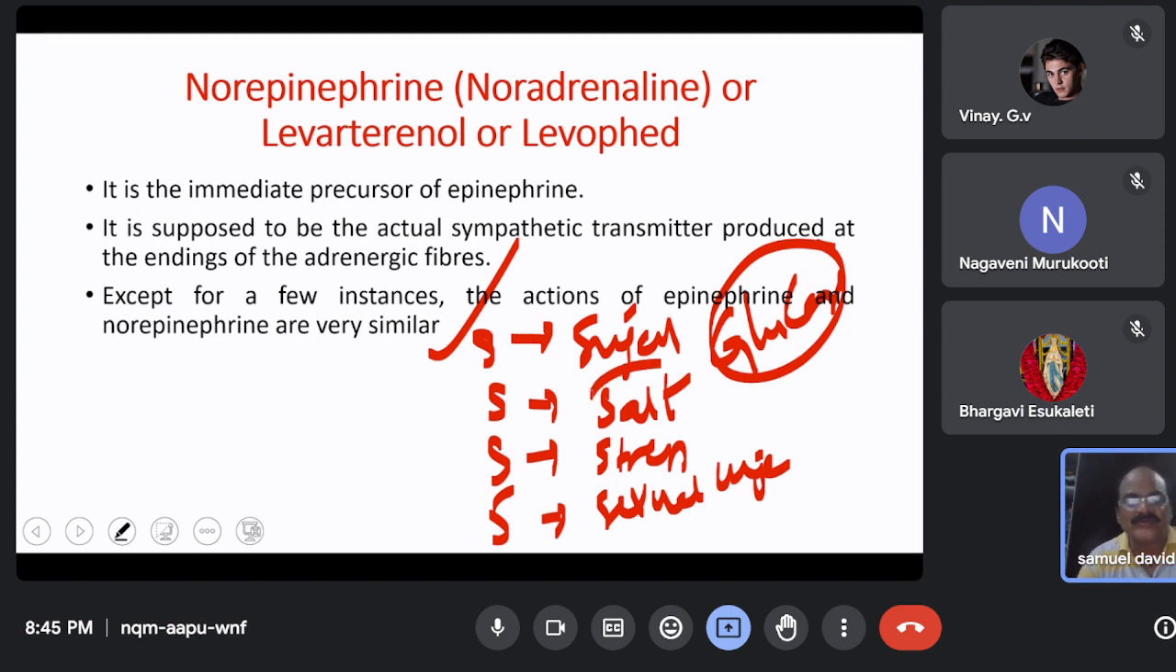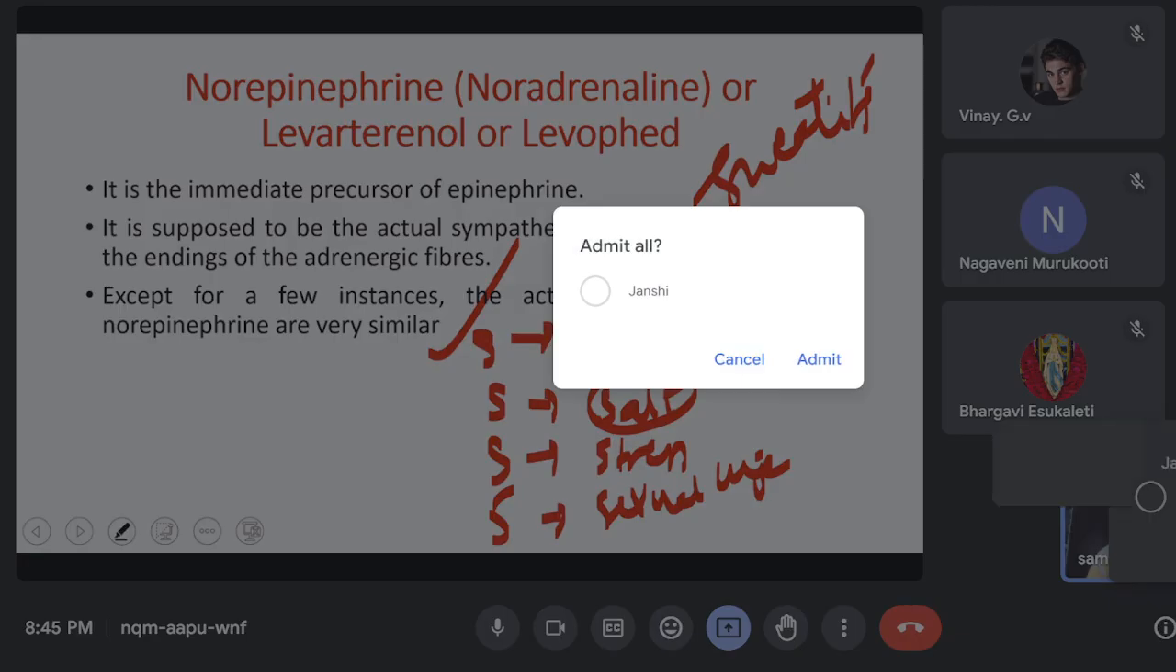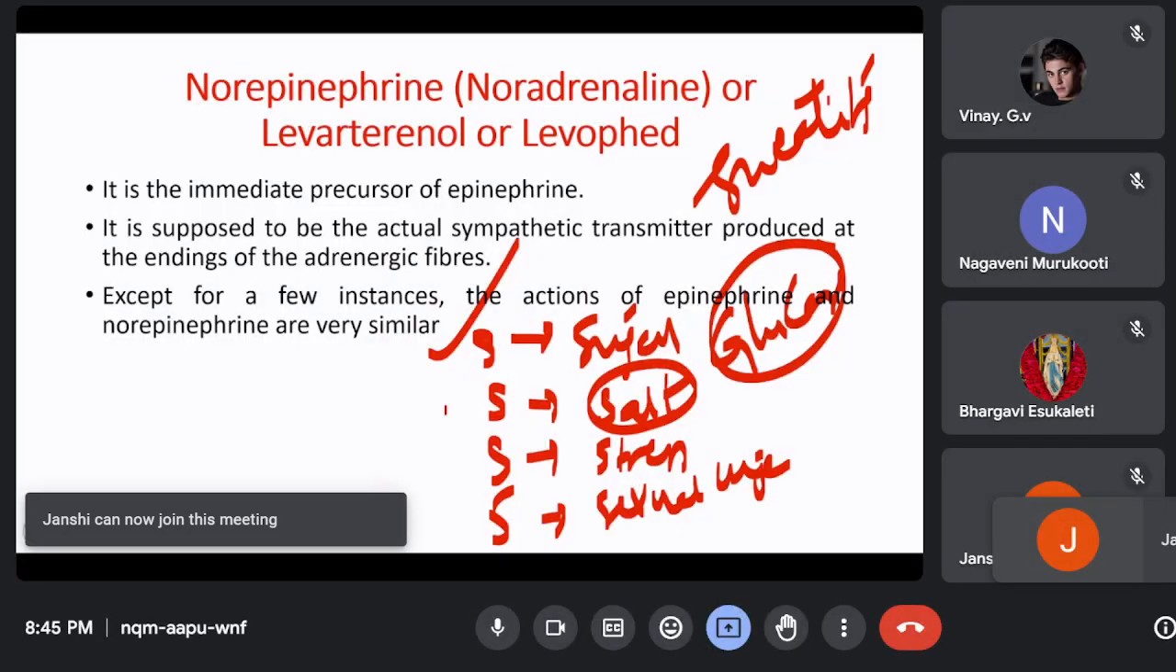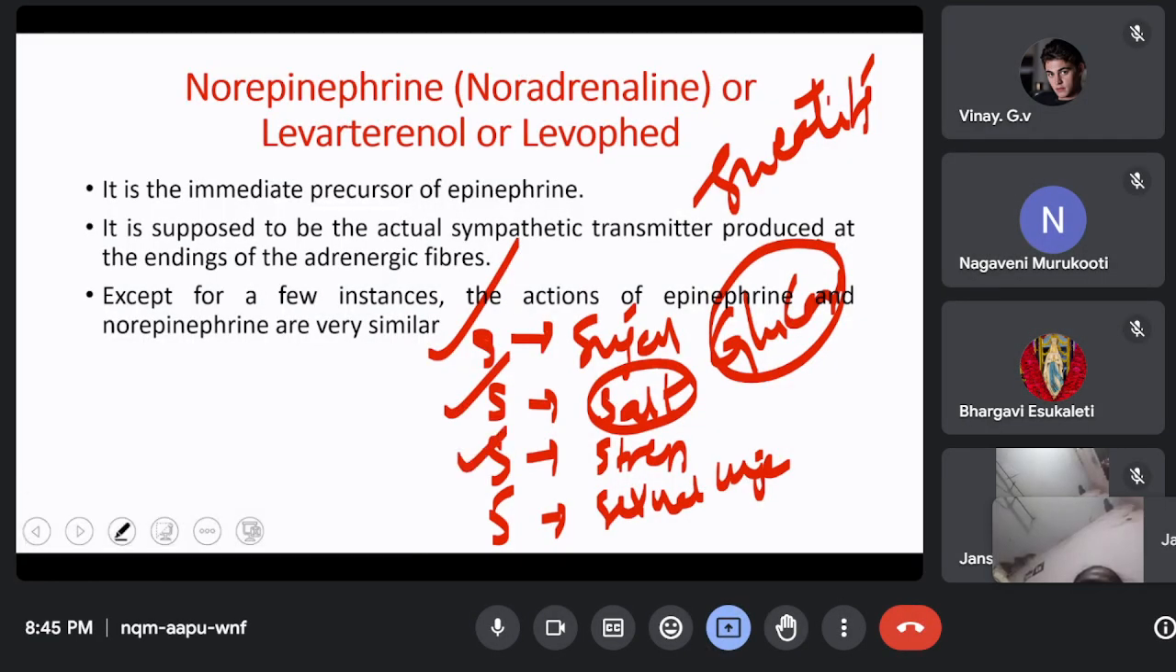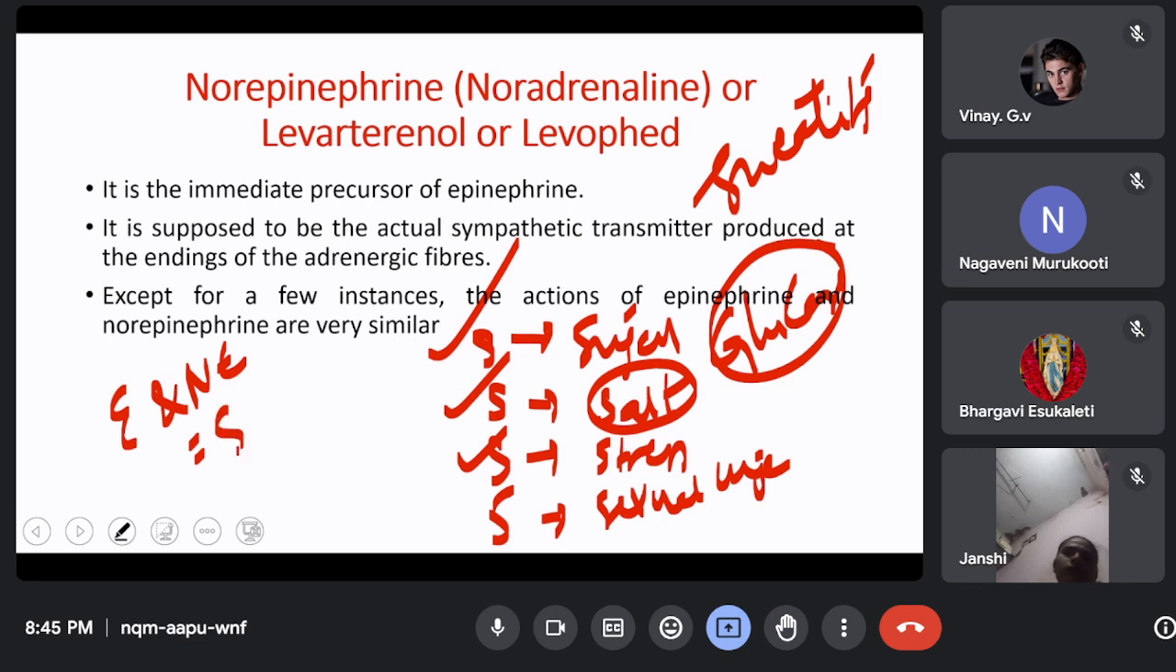The second one is salt. What is salt here? We get sweating, isn't it? When we get sweating, what happens? Certain amounts of salts are lost. So they say it is also involved in this. And the third one is stress. Both epinephrine and norepinephrine are considered stress reliever hormones. They are called stress reliever hormones.